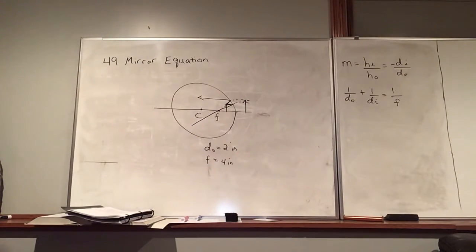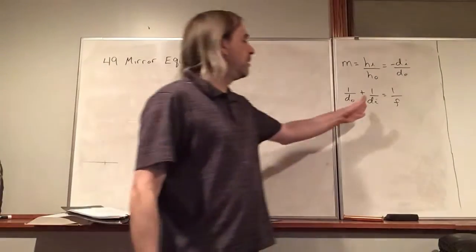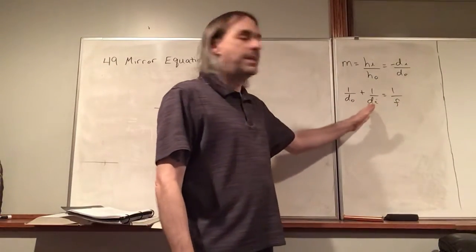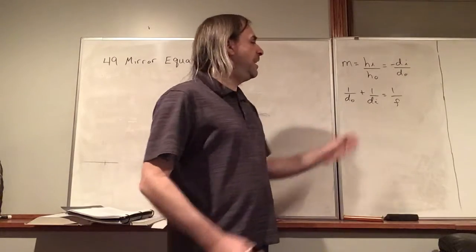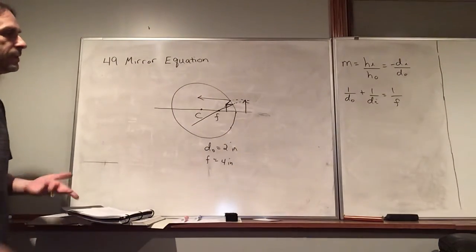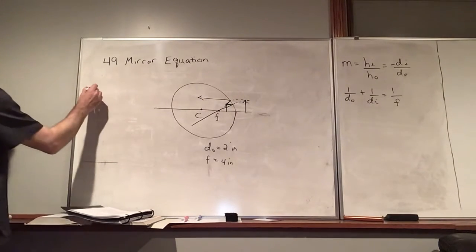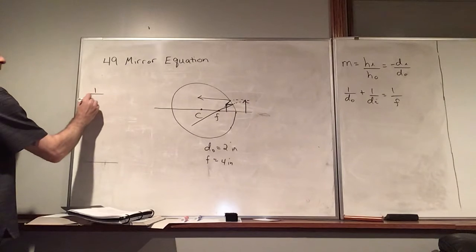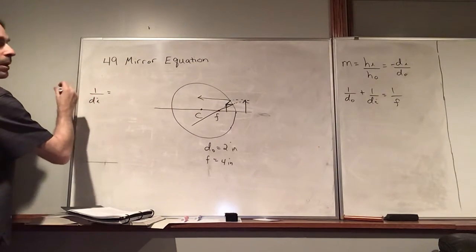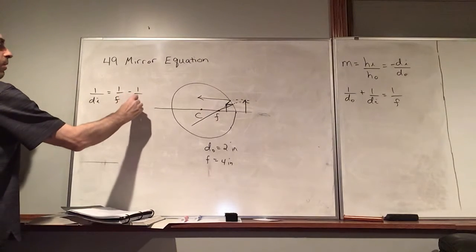Let's figure out DI. This is something that occurs fairly commonly, where we have DO and F, so it's not too hard to solve for DI. It's just that the way the equation is written is kind of inconvenient, because we have to find DI a lot. So let's solve for 1 over DI. That'd be 1 over F minus 1 over DO.